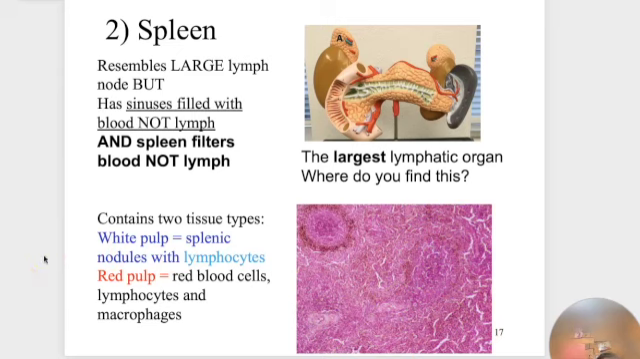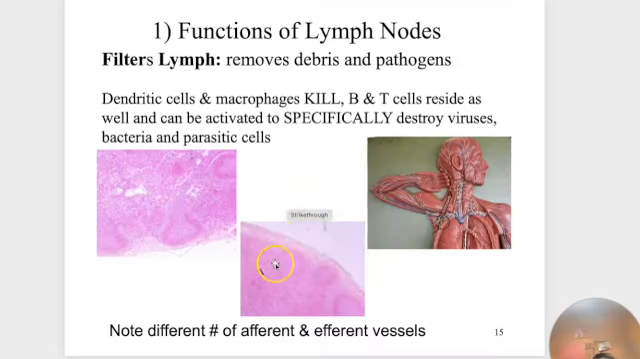The red pulp is mostly red blood cells mixed with macrophages. Its main function is to filter blood and recycle iron. The white pulp surrounds an artery. It has a germinal center and looks like a lymphoid follicle, which we saw earlier, where the B cells and T cells adaptive response is mounted.